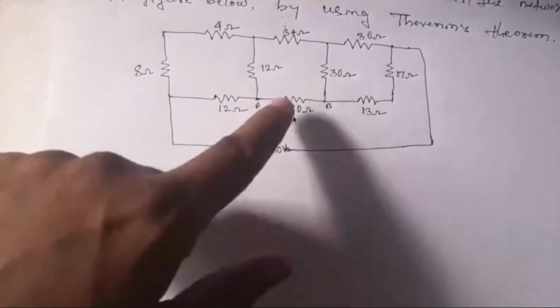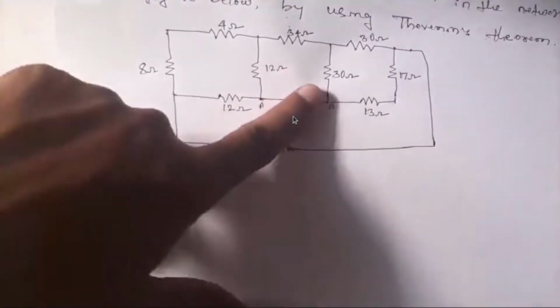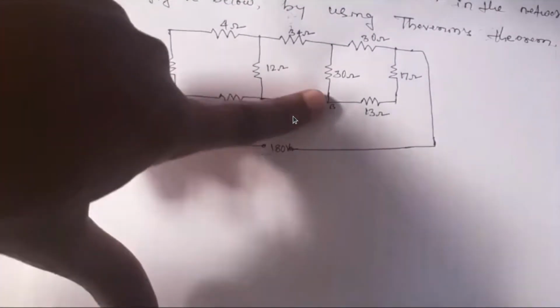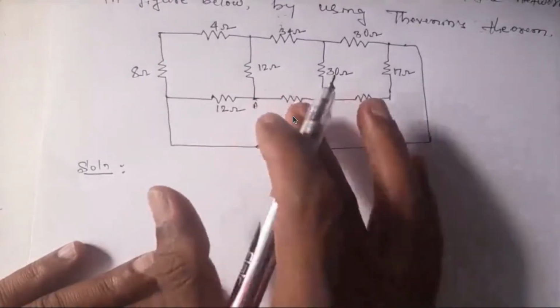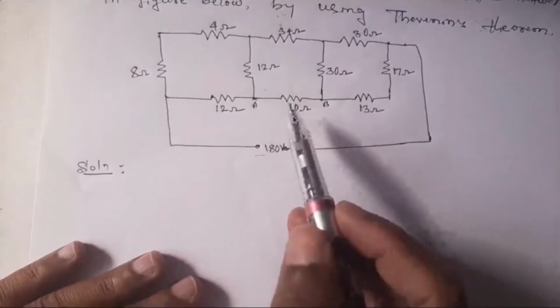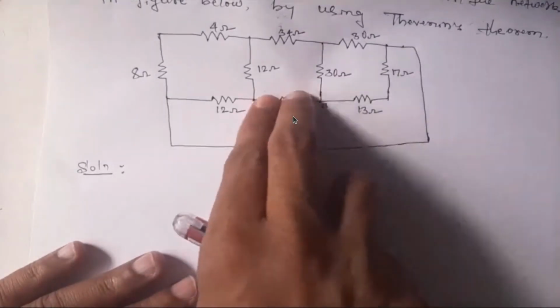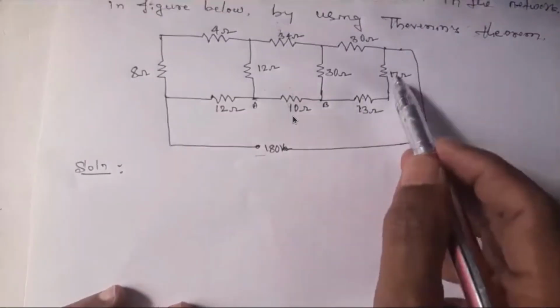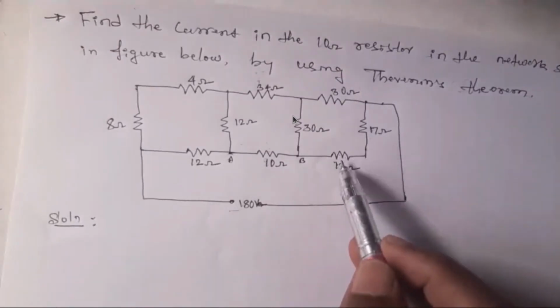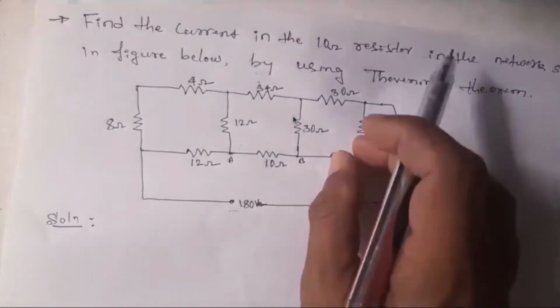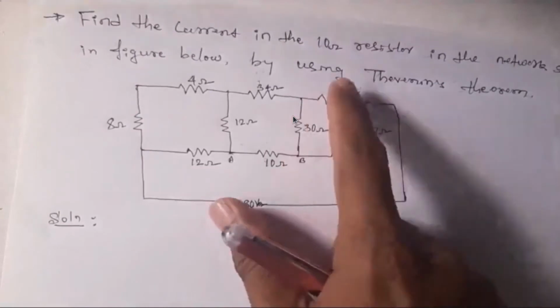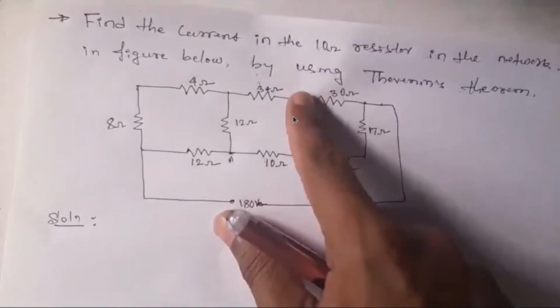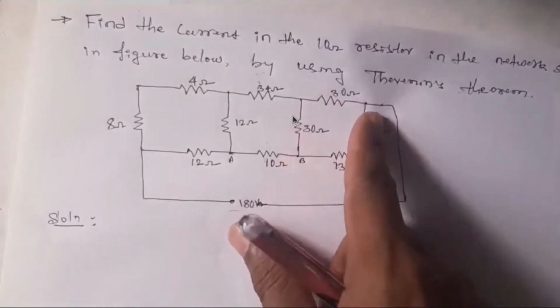You are supposed to find VTH across this and RTH also across this. And this network, look at this, you can easily reduce. If you see here, 13 and 17 both are in series and this equivalent will be 30. Look at this 30, 30 and this 30, it will form a delta network.